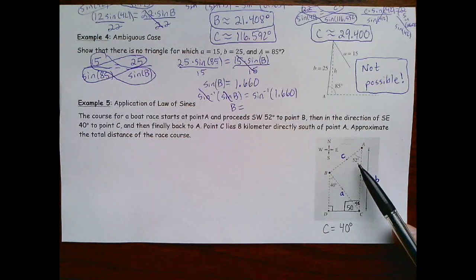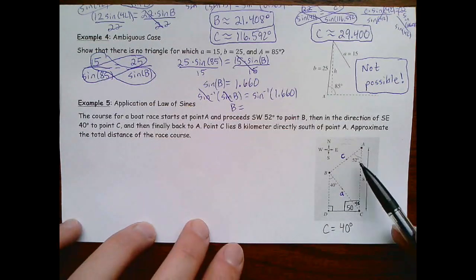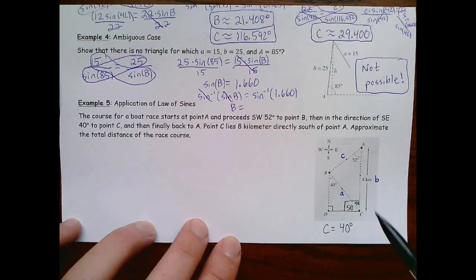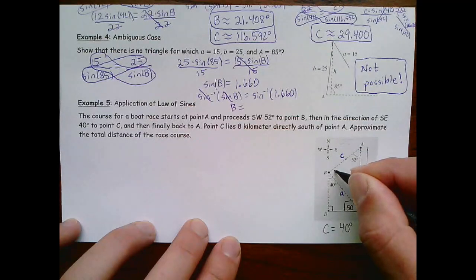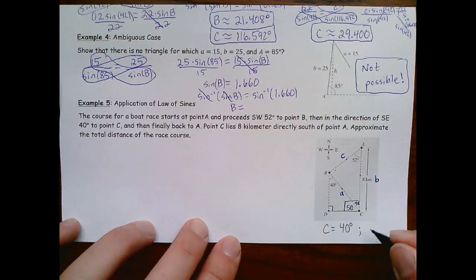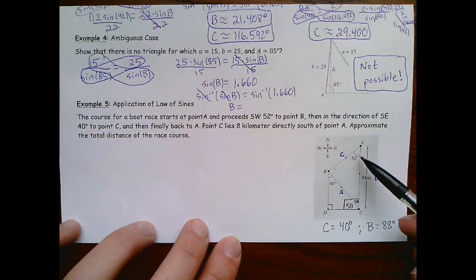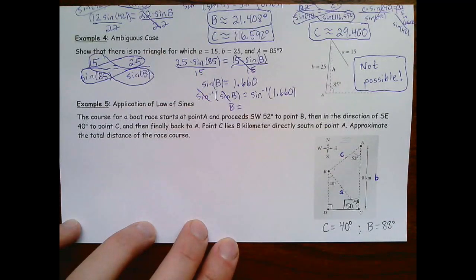Well, now I know that if this is 52, and if this is 40, then what does angle B have to be? Well, if this is 52 and that's 40, that's 92 together. Subtract from 180, that would mean that angle B has to be 88 degrees. So maybe I'll put it here just so that I don't muddy up the picture anymore. So I have the angles, right? I have A, I have B, and I have C.